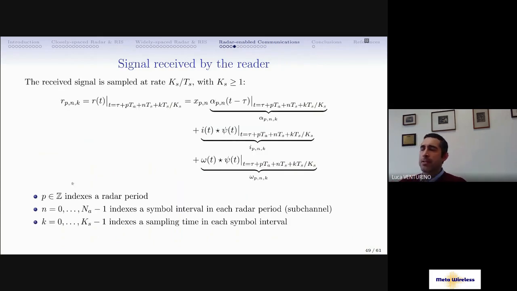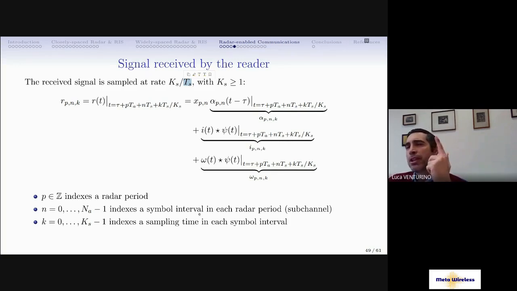After this low-pass filtering operation, what we do is just standard sampling. So we sample the output at a rate Ks divided by Ts, where Ts is the symbol interval, and Ks is the number of samples we take in one symbol interval.